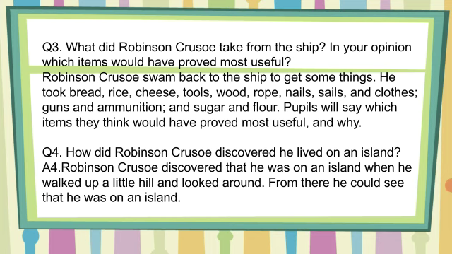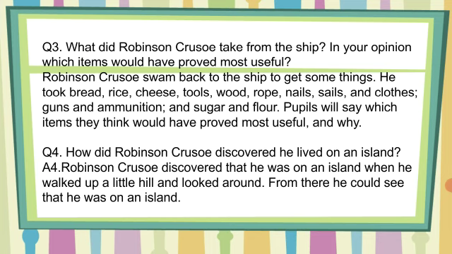What did Robinson Crusoe take from the ship? In your opinion, which items would have proved most useful? Robinson Crusoe swam back to the ship to get some things. He took bread, rice, cheese, tools, wood, rope, nails, sails and clothes, guns and ammunition, and sugar and flour. Students, you can think which items would have proved most useful and why.